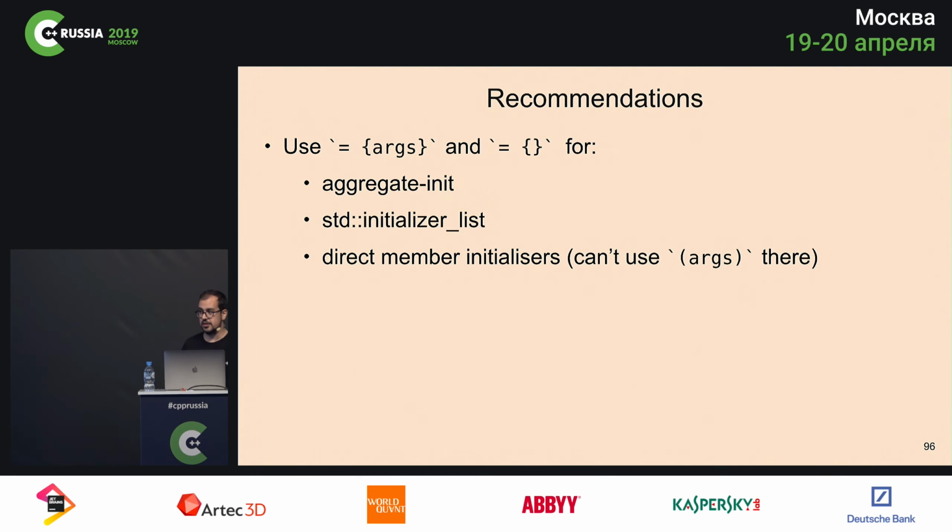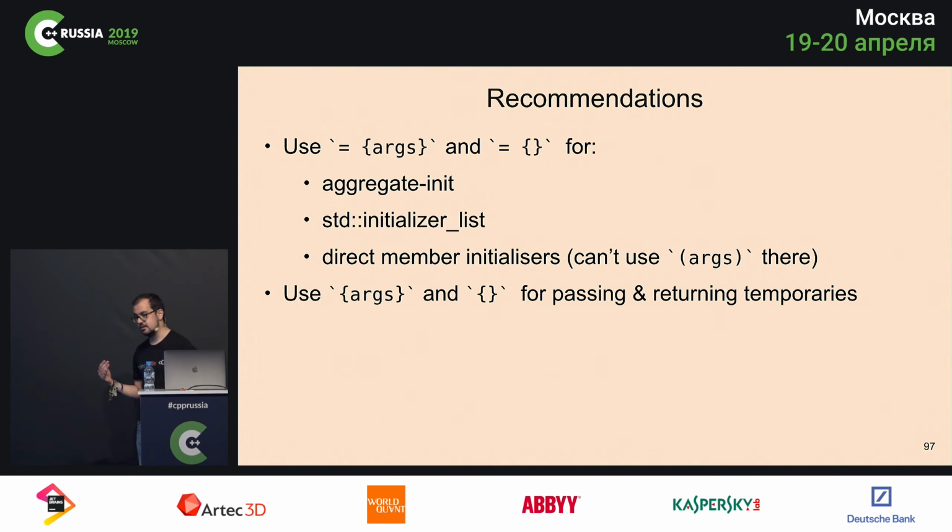Braces are useful for the things that they're really good for, the special cases where braces actually do something useful. Braces can do aggregate initialization, which is useful. Braces can call initializer list constructors, like with containers. If that's what you want to do, use them. And then the other thing where braces are really good is in direct member initializers, because you cannot use the direct initialization syntax in direct member initializers. So you need to use braces there. So this is where they're really useful.